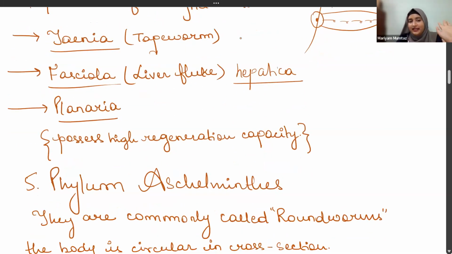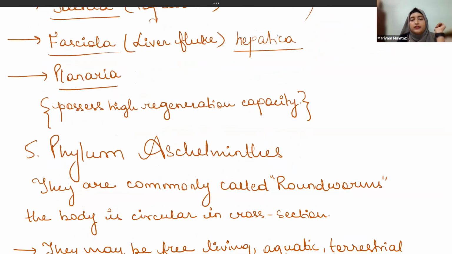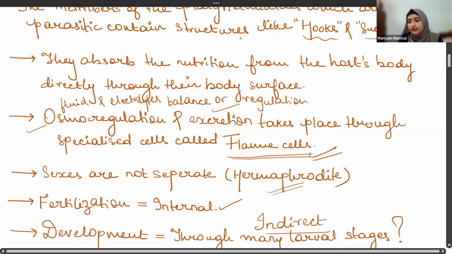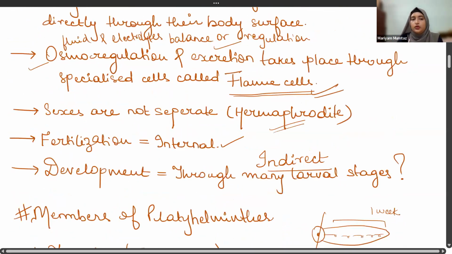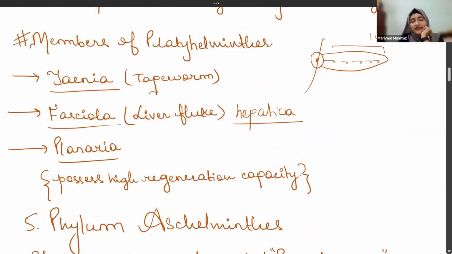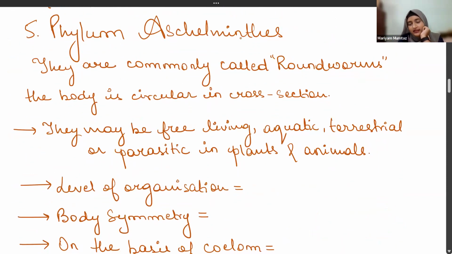The thing is that planaria has a high capacity for regeneration. Fasciola hepatica is a liver fluke, and Taenia, as you'll never forget, is a tapeworm. Okay, so platyhelminthes is clear to you? Yes. Okay. Now let's move on to the next phylum, which is the Aschelminthes.